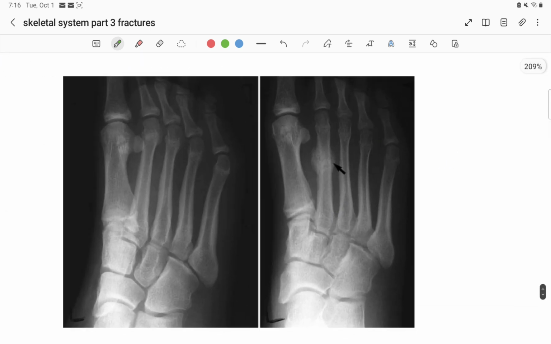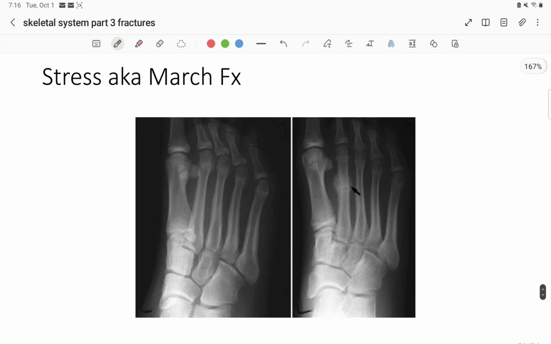Okay, here's another one, the foot. This is a foot. So this would be your big toe, known as the hallux.